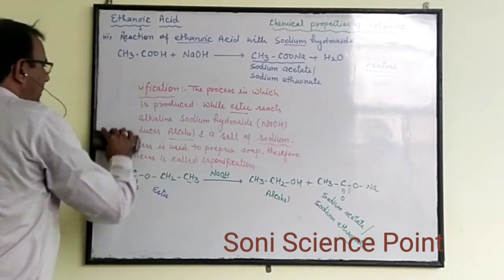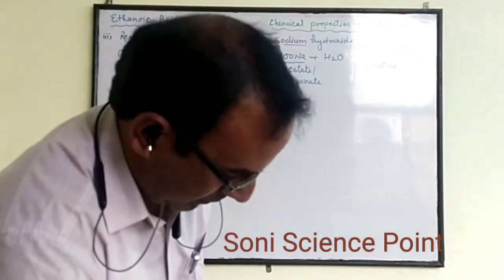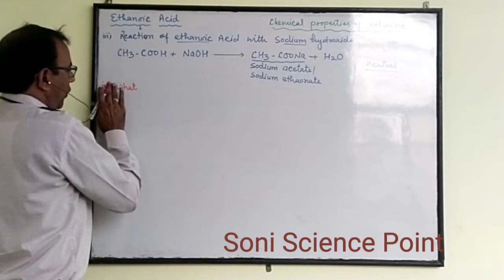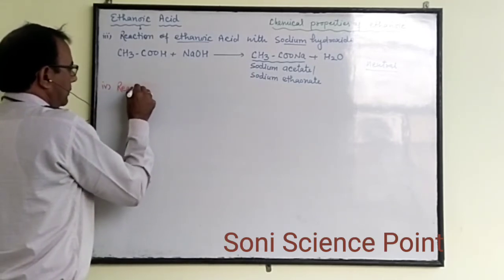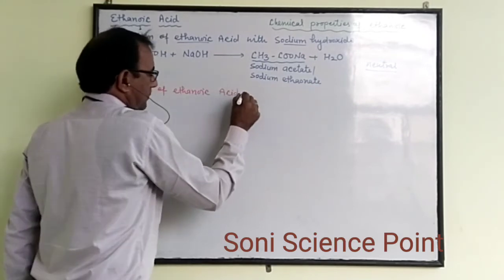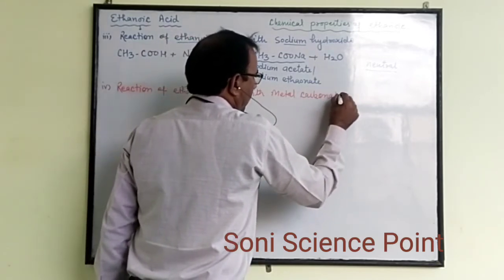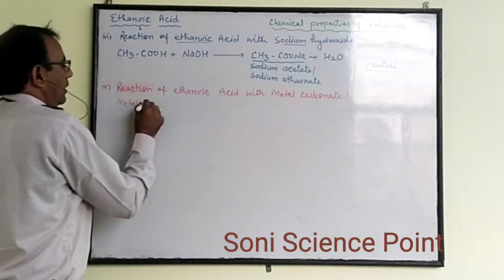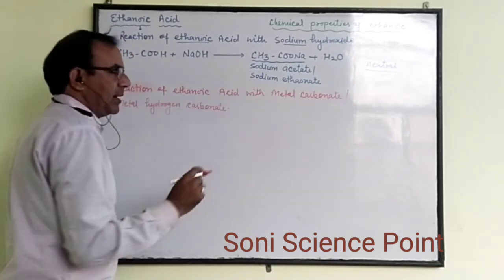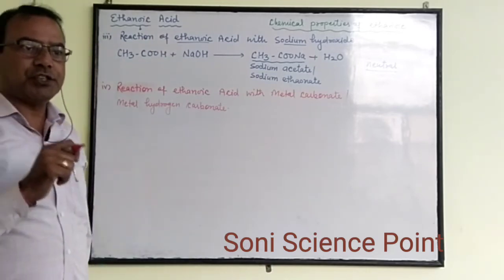And the next chemical property is: what would happen when ethanoic acid reacts with metal carbonate or metal hydrogen carbonate? Fourth, the reaction of ethanoic acid with metal carbonate or metal hydrogen carbonate. We have already studied in chapter 2, acid and base: acid reacts with metal carbonate or metal hydrogen carbonate. It produces metal salt, CO2 and water.